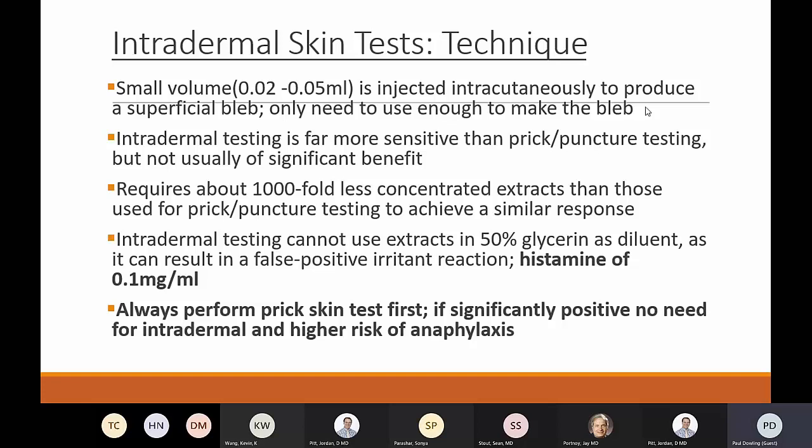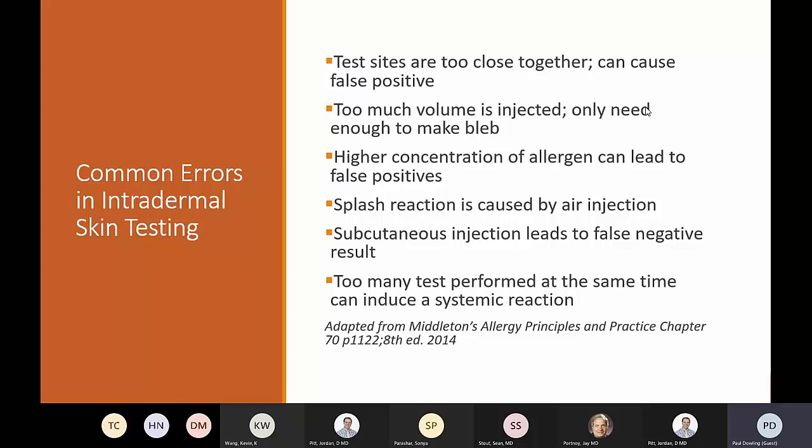Okay, so common errors in intradermal skin testing. If the test sites are too close together, just like with prick skin testing, it can cause false positive reactions. If you put too much volume into the skin, that can also cause problems. And you only need enough to make the bleb. If you put too much, it's more likely to bleed as well.